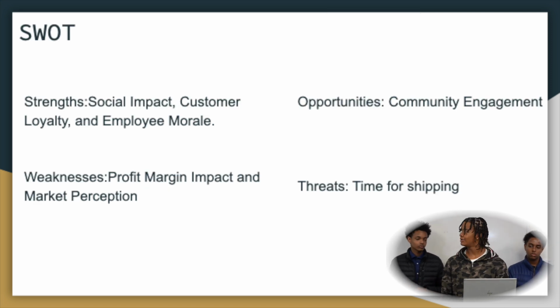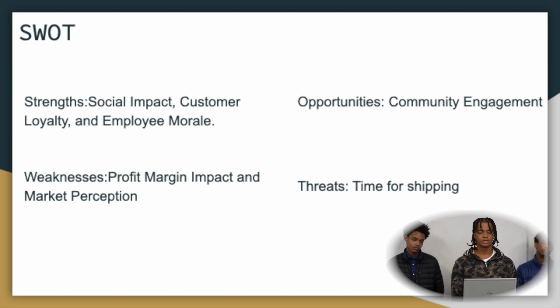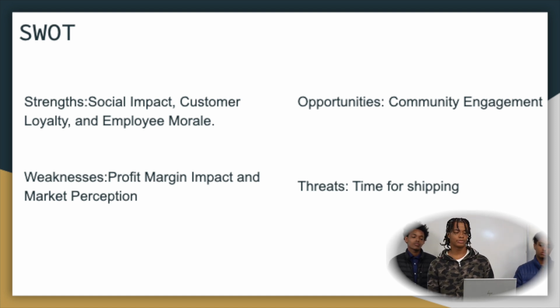To analyze our problems and strengths, we use SWOT analysis, and some of our strengths are social impact, customer loyalty, and employee morale. The employee morale is more so communication, because a lot of big companies don't like to communicate with their customers on packages and stuff. Some opportunities that we might have are community engagement, to get the community more engaged with homelessness and people that are impoverished. Weaknesses are most likely profit margin and market perception. And then some threats are time for shipping, because 7 to 10 business days is a lot of time to get clothes.